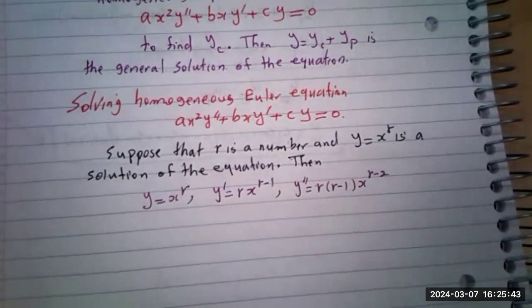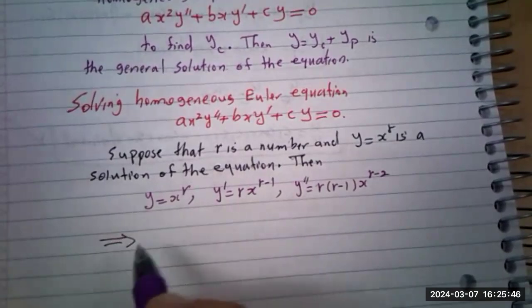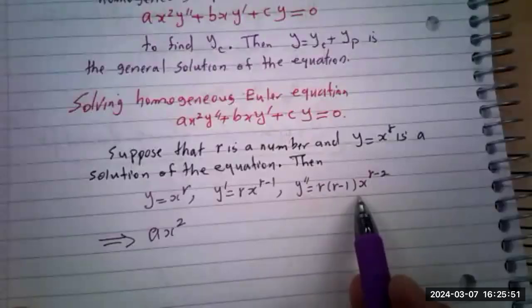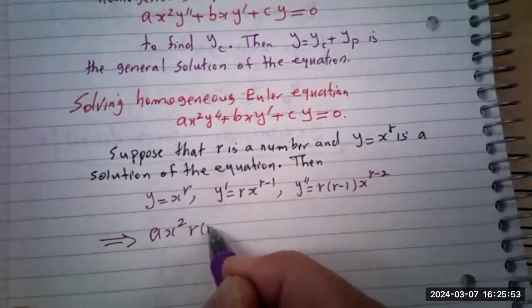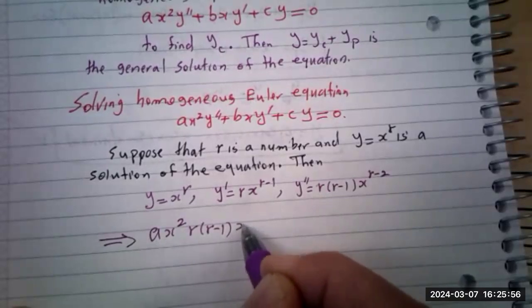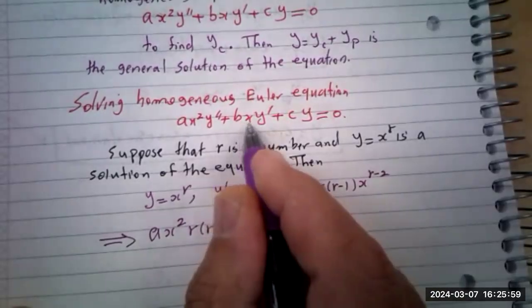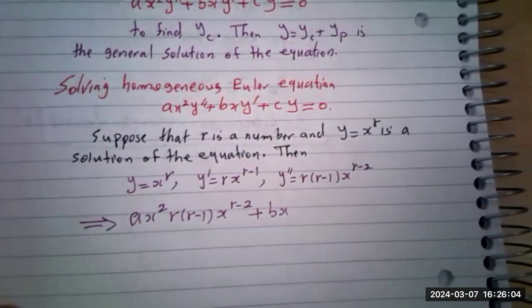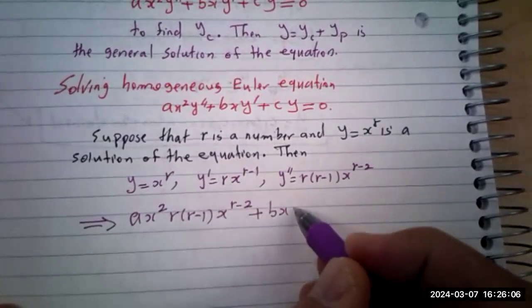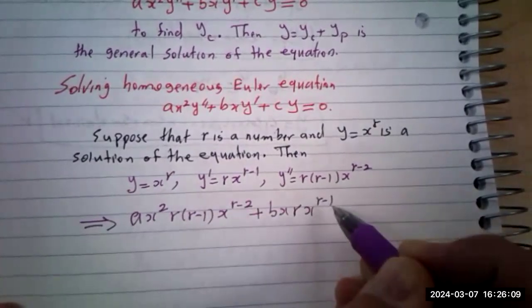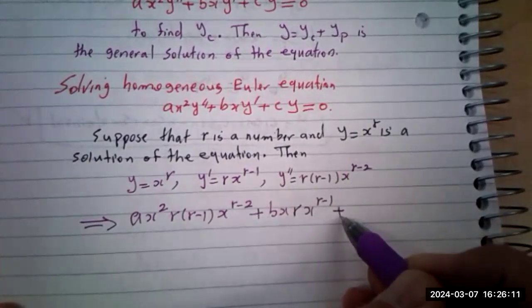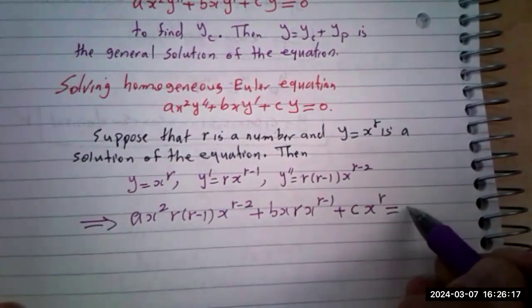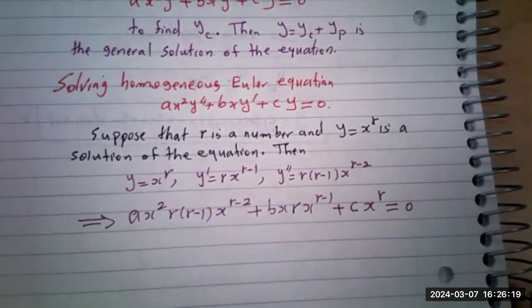Okay, so go back to the equation, substitute. We have ax squared already. Now substitute for y double prime. Y double prime is r times r minus 1, x to the r minus 2. Go to the second one, plus b times x, replace y prime by r x to the r minus 1, plus c times y. But y is x to the r. This must be 0, because you claim that this is the solution of your equation.